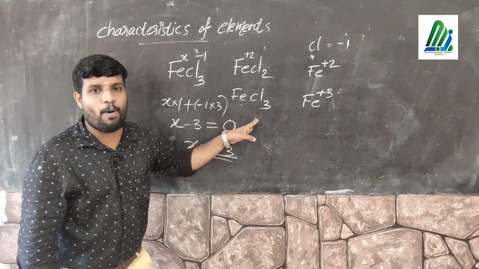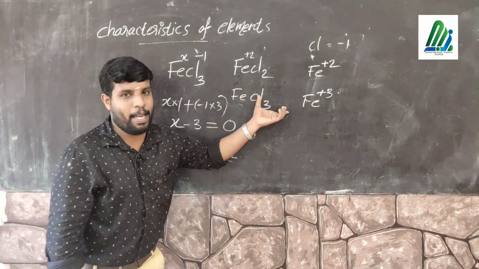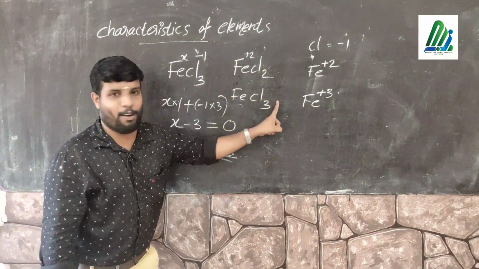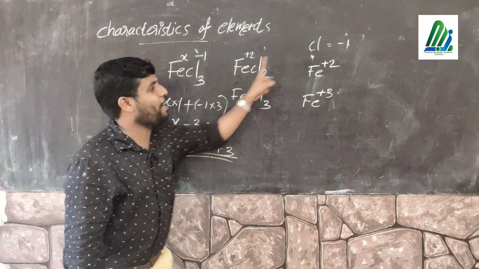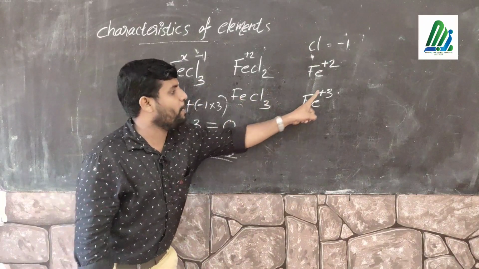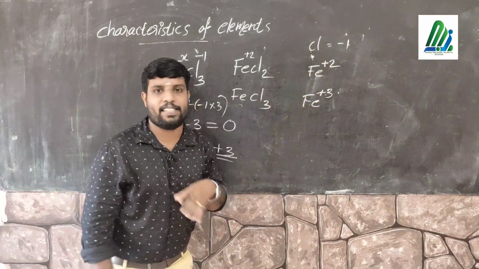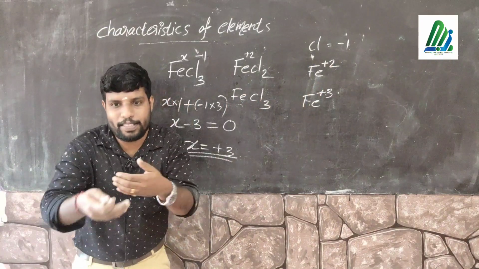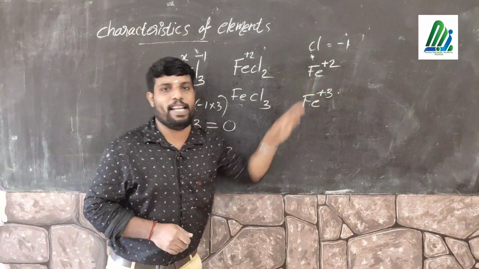These are the two compounds of Fe. One is FeCl2 and another one is FeCl3, ferrous chloride and ferric chloride. These two are compounds of iron. In the first case, Fe has a plus 2 oxidation state. In the second case, Fe has the plus 3 oxidation state. Same Fe, but their oxidation states are different. So this implies that the element has variable oxidation state.